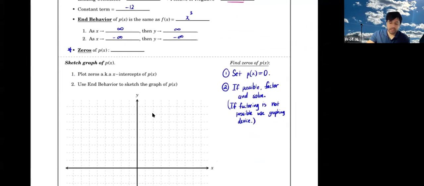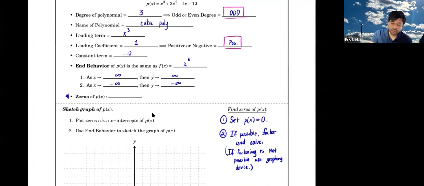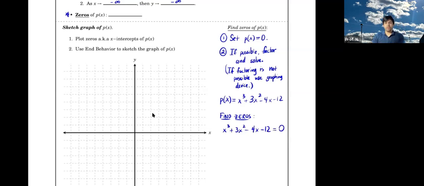So let's look at our polynomial. What is our polynomial? x cubed plus 3x squared minus 4x minus 12. So what are we going to do first? Let me write p of x again here. p of x is x cubed plus 3x squared minus 4x minus 12. I want to find the zeros, right? So I'm going to say x cubed plus 3x squared minus 4x minus 12 equals 0.